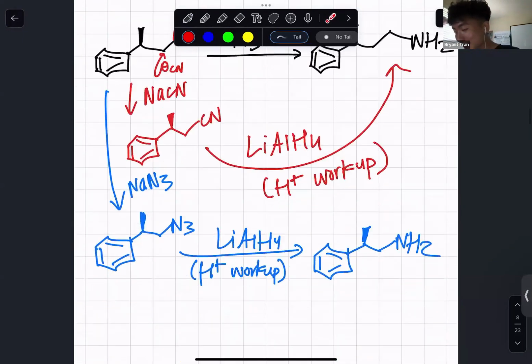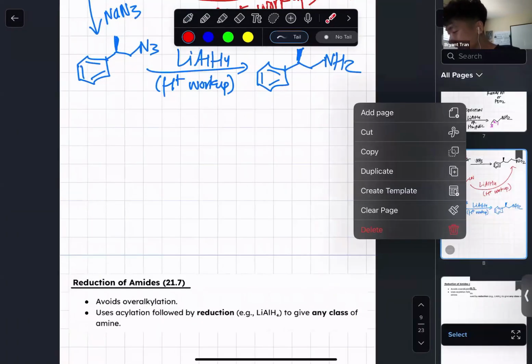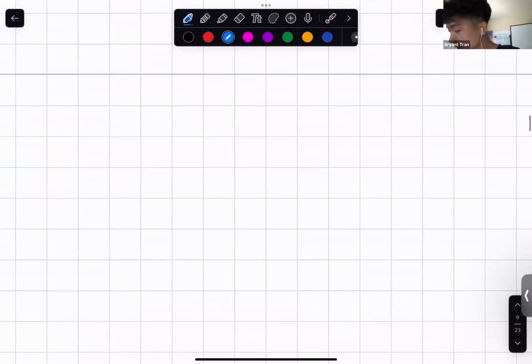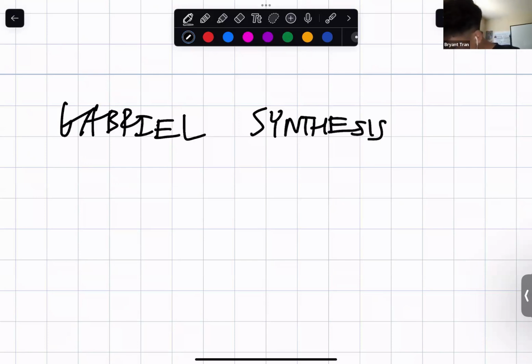So this one here is going to be a very distinguishable reaction, right? Because there's a very distinguishable reactant that you can use with this reaction here. So Gabriel synthesis, and this is going to create a primary amine. So you're going to have something called a phthalimide, which looks like this.